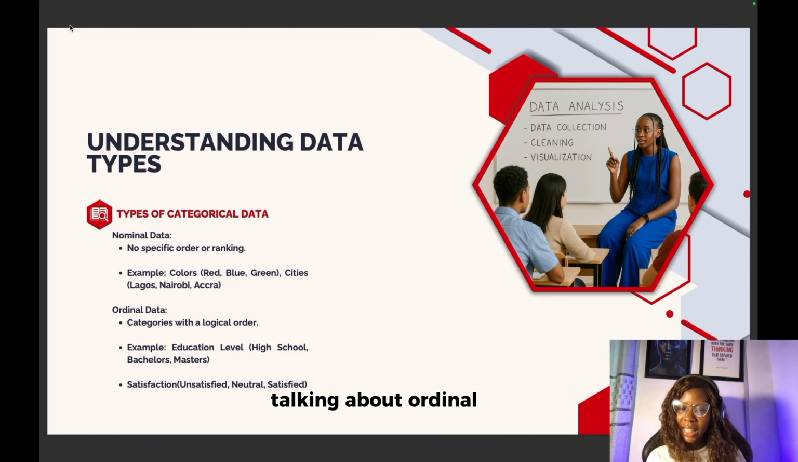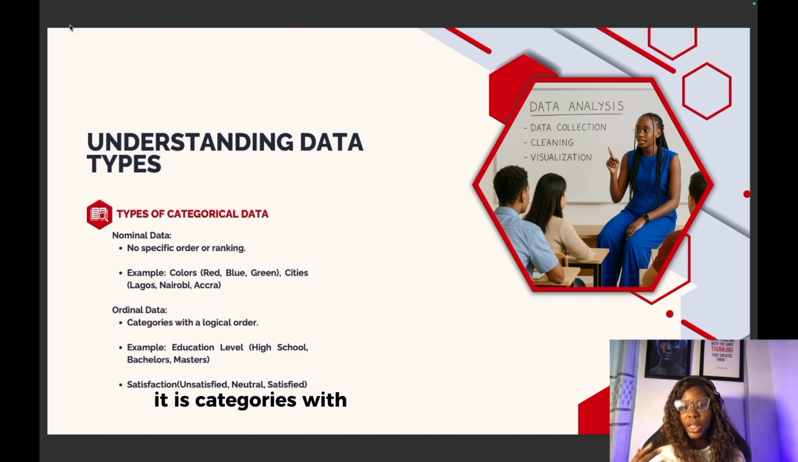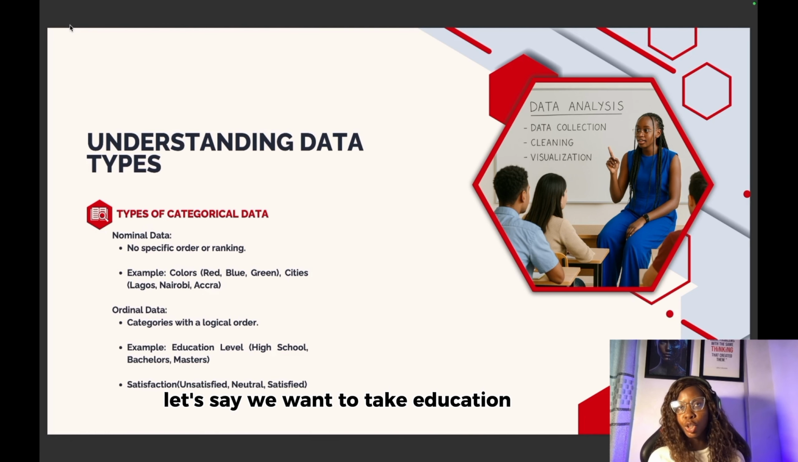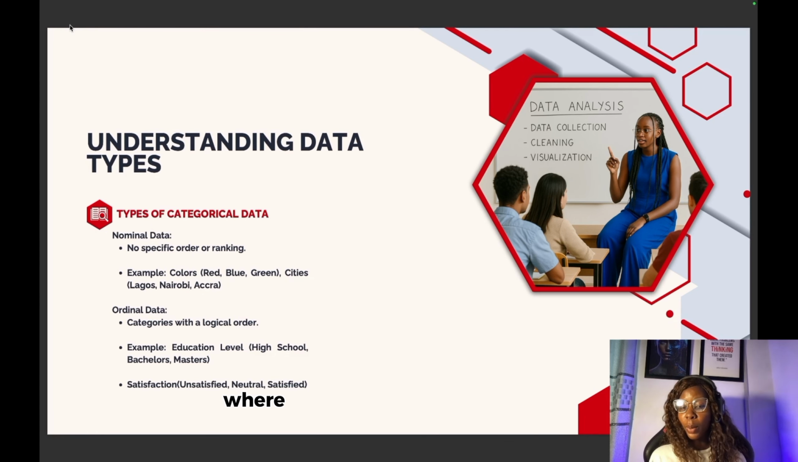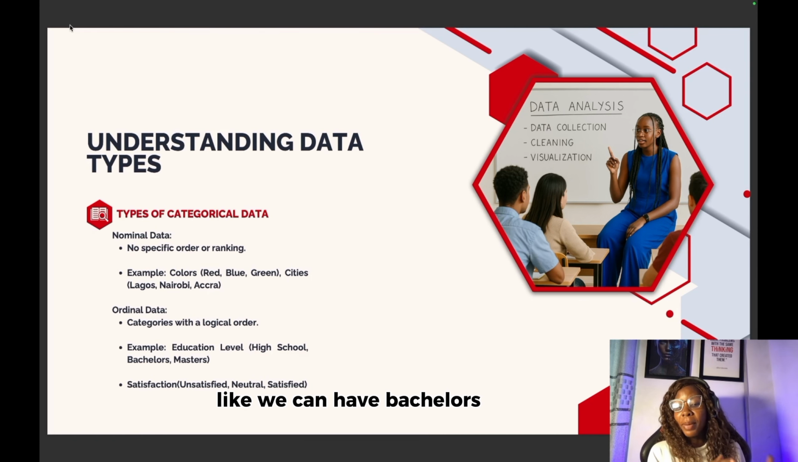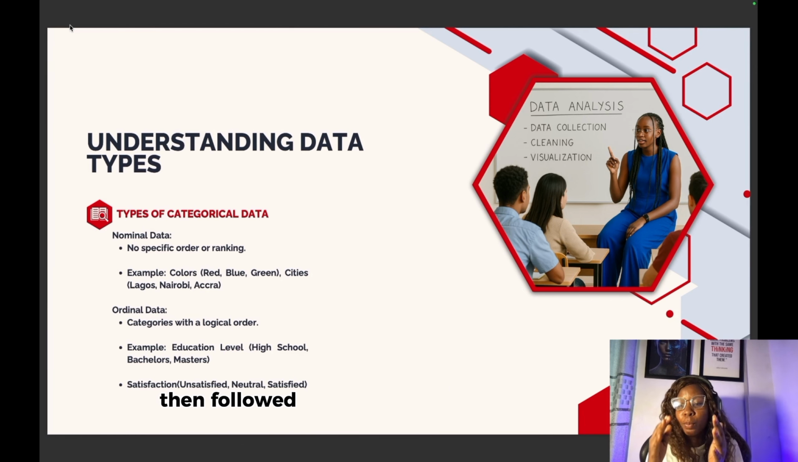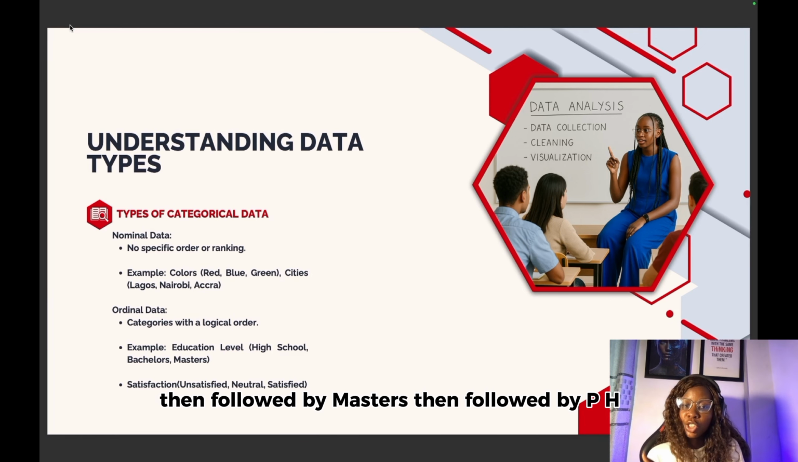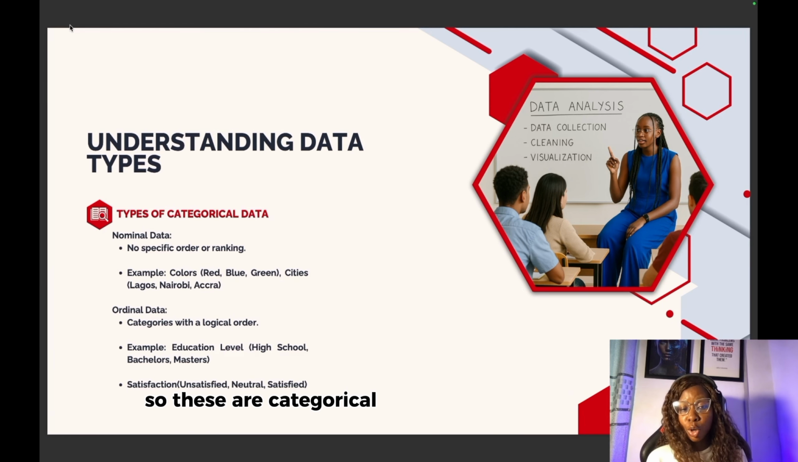Talking about ordinal data, just like it sounds, it is in a logical order. It is categories with a logical order. So for example, let's take education, the educational level where we have high school, bachelor's, master's, PhD. We can have bachelor's as the least, then followed by master's, then followed by PhD. So these are categorical data under the ordinal type.